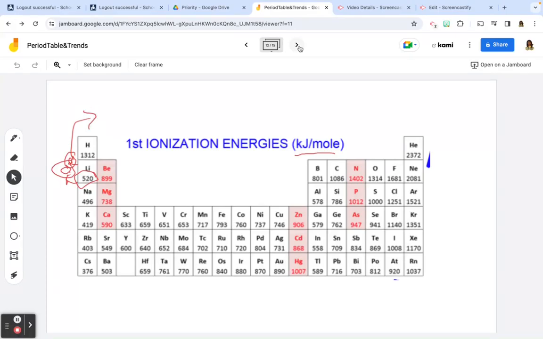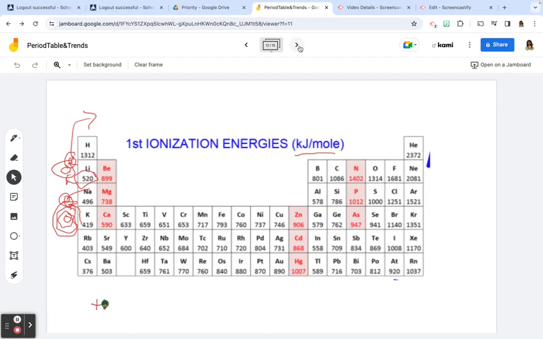Same for sodium and potassium. Potassium is in the fourth period, so it has four energy levels. And on that fourth energy level, it would only take 419 kilojoules to knock that valence electron off. And that's because the valence electron is further away from the nucleus.